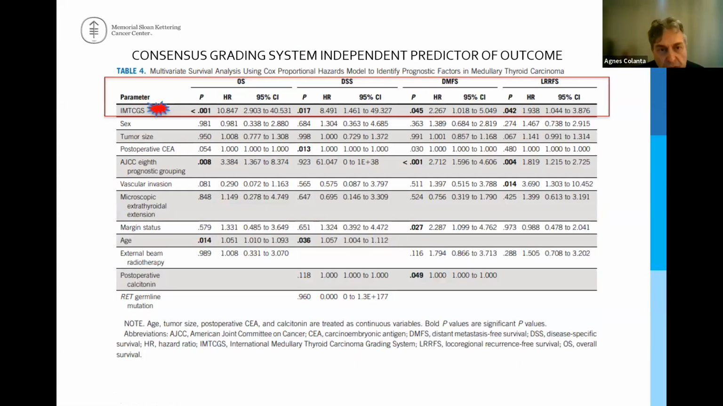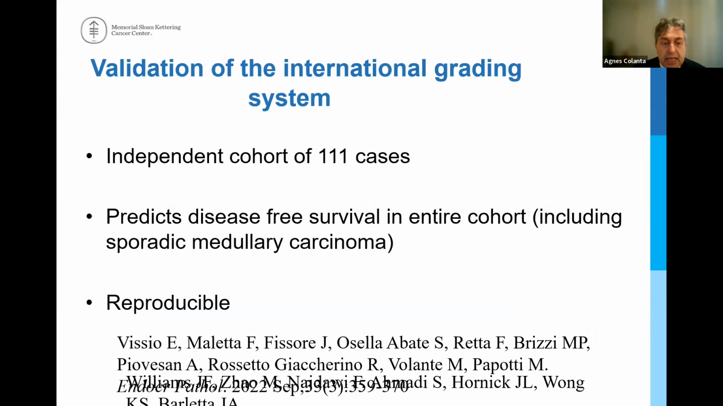But perhaps the most important slide for medullary thyroid carcinoma is here. This is the multivariate analysis, and you can see that this grading system is independent from other very important prognostic parameters, including stage, tumor size, postoperative CEA and calcitonin, external margin status, age, extrathyroid extension, and vascular invasion.